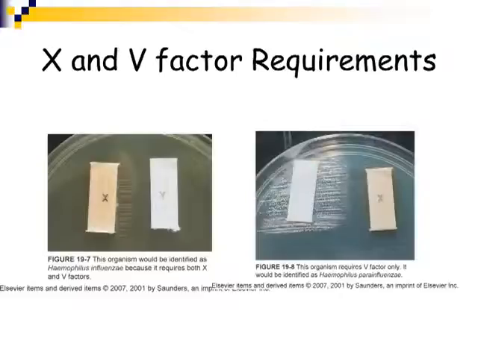So on the left, this is Haemophilus influenzae because it's growing only in between the X and the V strip, so it definitely requires both X and V factors. On the plate on the right, the organism is growing all the way around the V strip, so you know that this organism only requires V factor, and this organism is Haemophilus parainfluenzae.